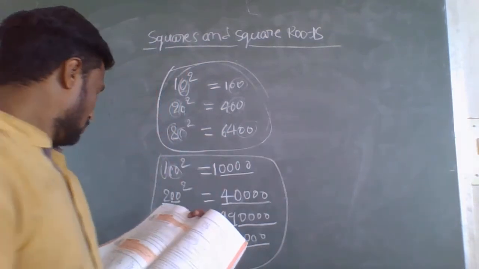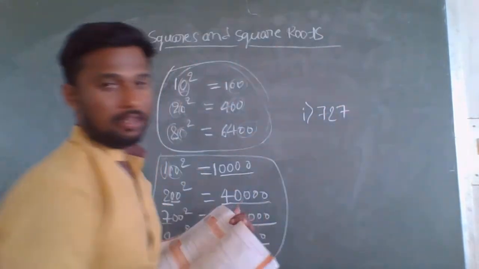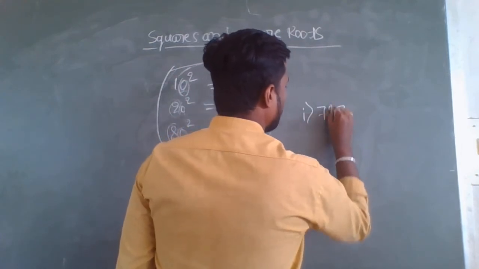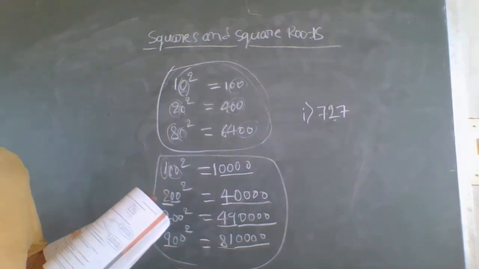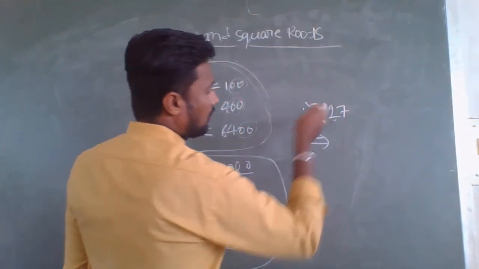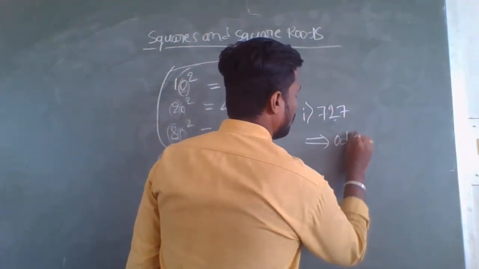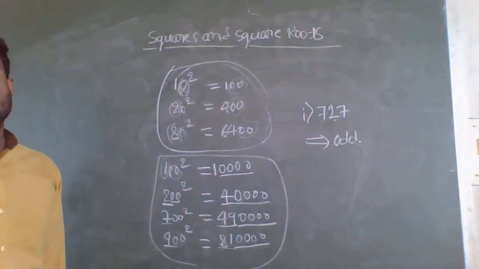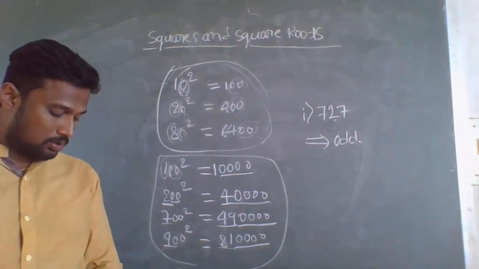In the first question they have given 727. We have to tell whether the square value of 727 is even or odd. So here you should write: square value of 727 is odd. Why? Because below that we should mention the reason also.